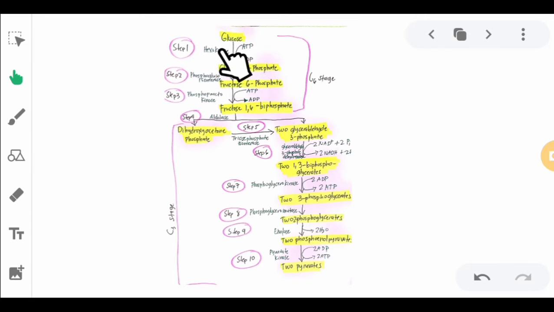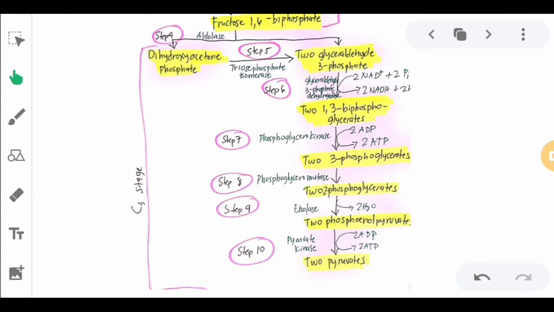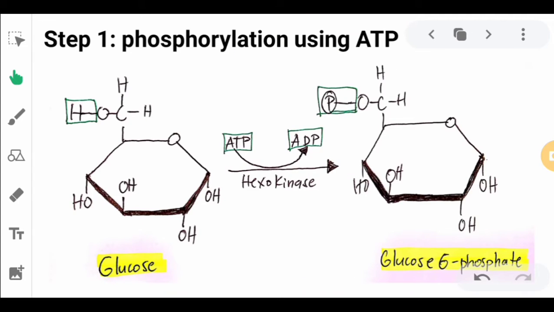Here is step 1, wherein the glucose will be converted into glucose 6-phosphate. So this one. Here we will be using an ATP for this reaction to take place. For step 1, that is the phosphorylation using ATP.